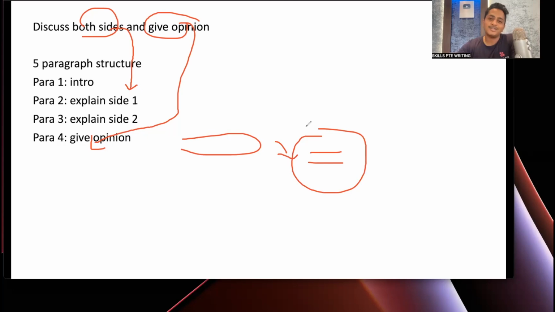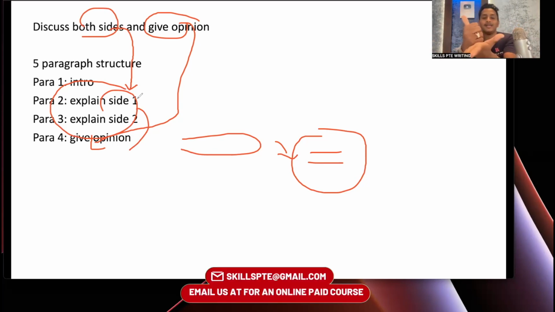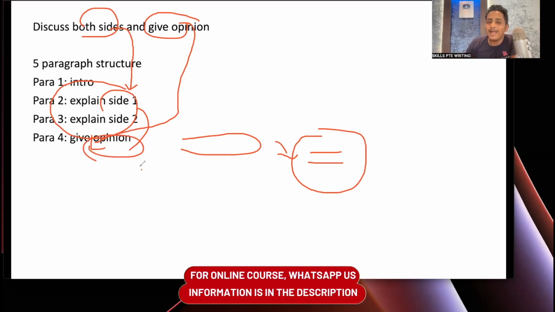Para 2, you talked about side 1. Para 3, you talked about side 2. Para 4, one line opinion. Direct conclusion is what people write: in conclusion, my opinion is that. No. Whatever opinion you write, you have to mix both of them and say which side you tilt. Will you tilt towards side 1 or side 2? I tilt towards side 1. Why? Write in 2 or 3 sentences. So the opinion paragraph would be 2 to 3, maximum 4 sentences.